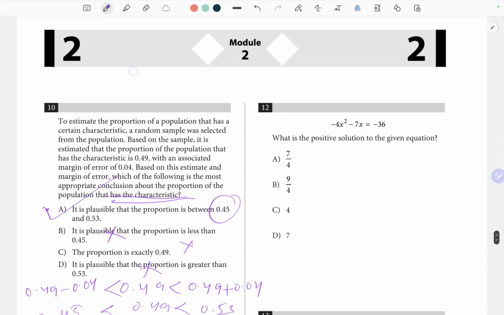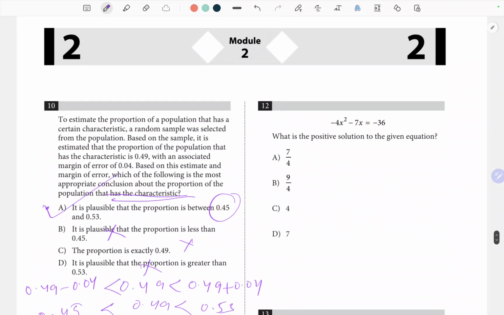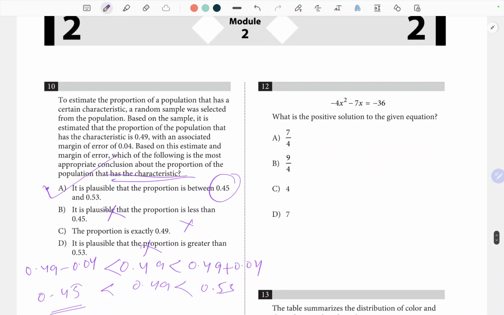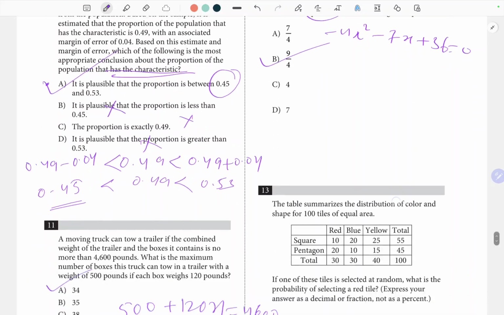Now we have to solve question number 12. What is the positive solution to this equation? First of all, we make the equation minus 4x squared minus 7x plus 36 equals 0, and the calculator is allowed, so I will put the coefficients minus 4, minus 7 and 36. I got 9 over 4 and minus 4. The positive one is 9 over 4.